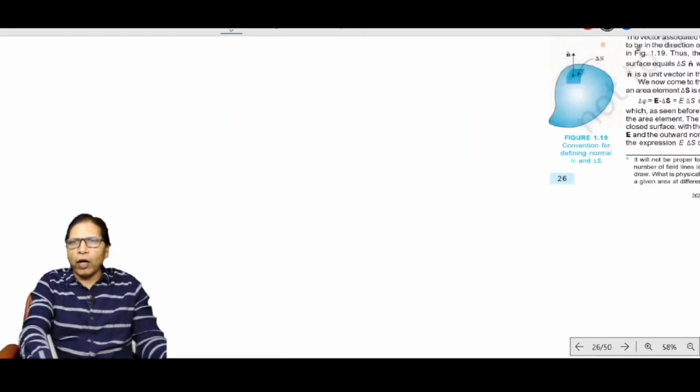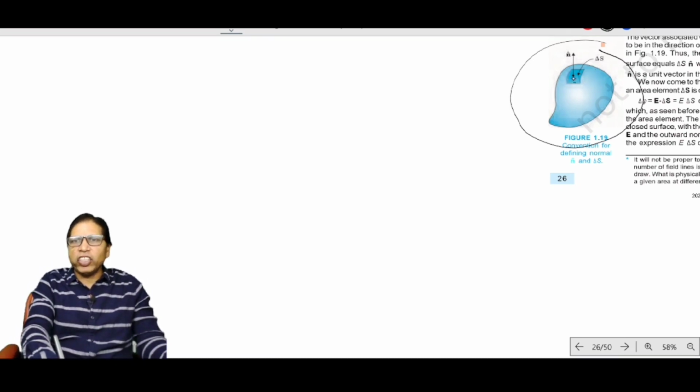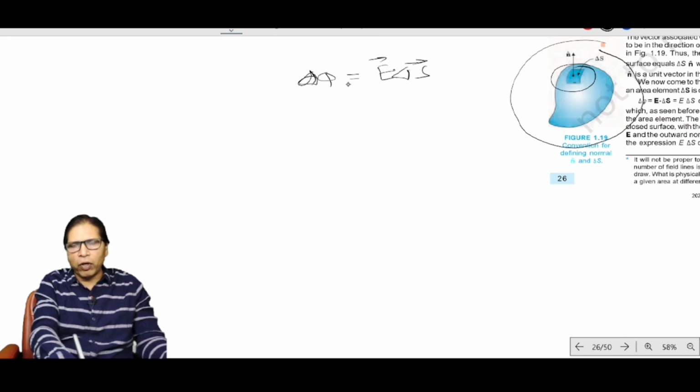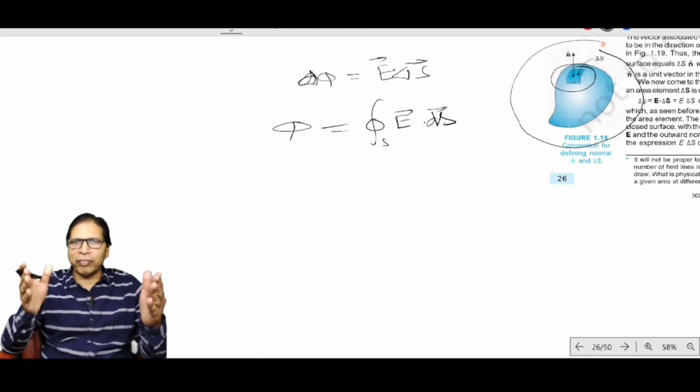Now look at this figure. This is the closed surface. This is delta S, and this is the n vector, normal to S. The electric flux in this area is E vector dot delta S vector. This is delta phi. So the total flux through the closed surface is phi, equal to the surface integral of E vector dot dS vector.